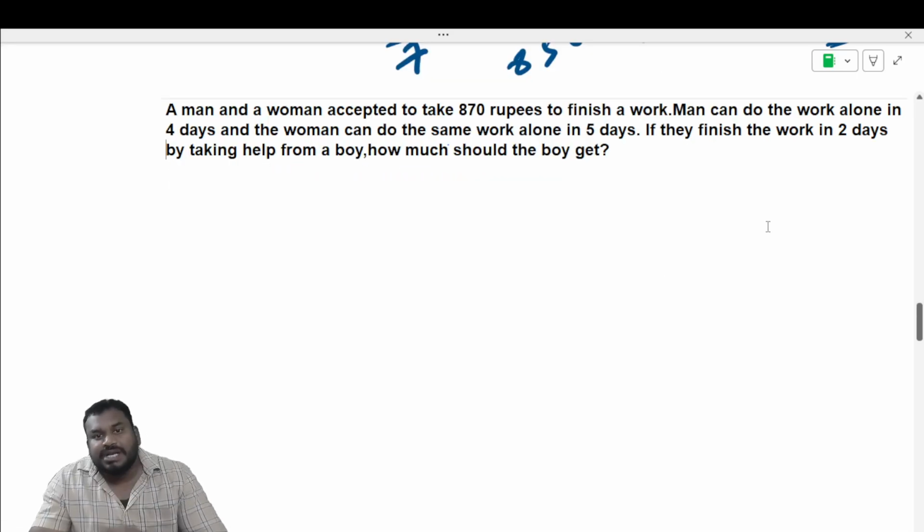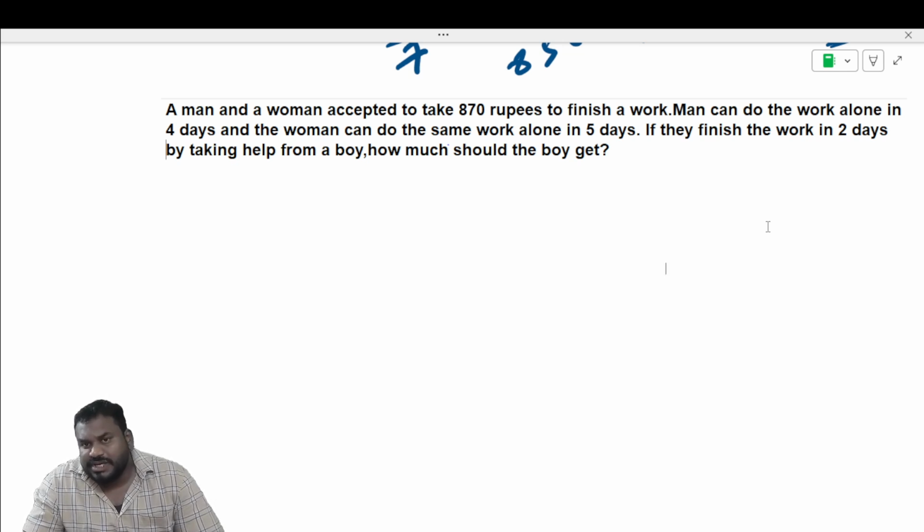Next, a man and a woman accepted to take 870 rupees to finish a work. Man can do the work alone in 4 days, and the woman can do the same work alone in 5 days. If they finish the work in 2 days by taking help from a boy, how much should the boy get?